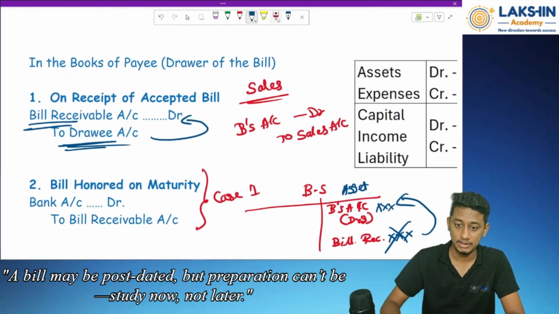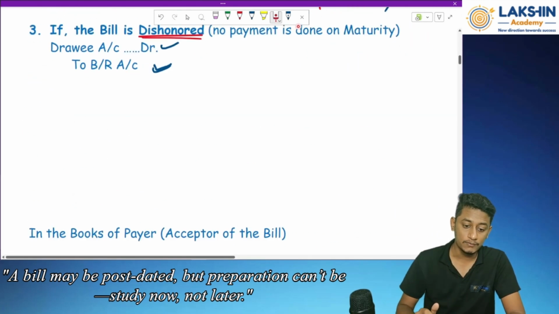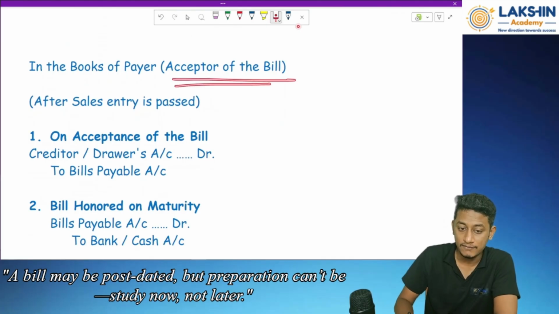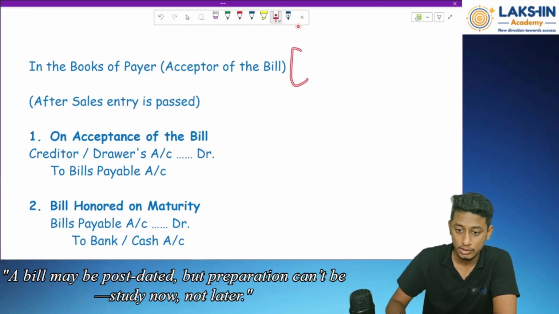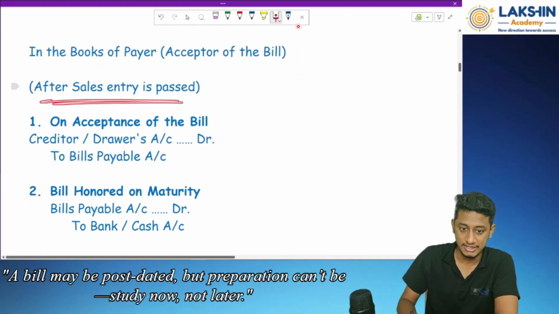So now this was from the point of view of Mr. A, that is the drawer of the bill, the one who draws the bill. Mr. A is drawing the bill. Now let us look from the point of view of Mr. B, that is the acceptor of the bill, or the payer, the one who makes the payment. Mr. B is making the payment. So this whole set of entries will be in the books of Mr. B. Clear? Okay.